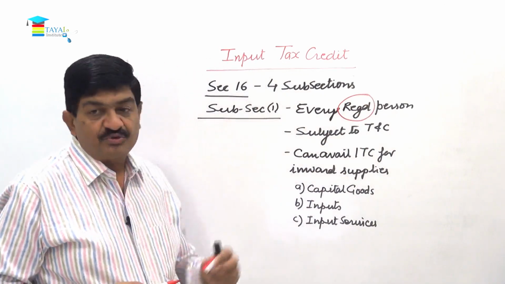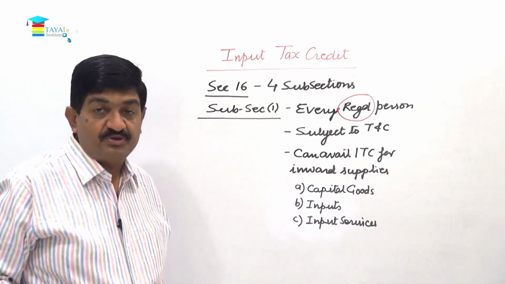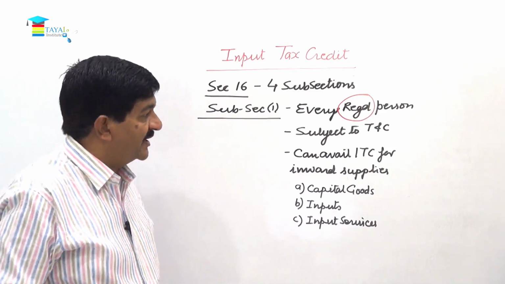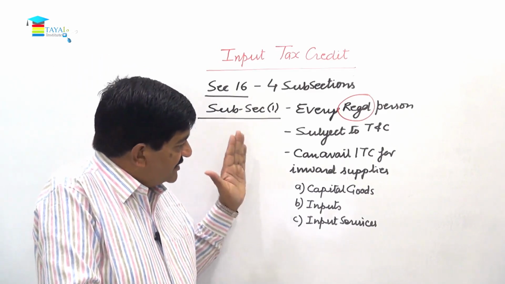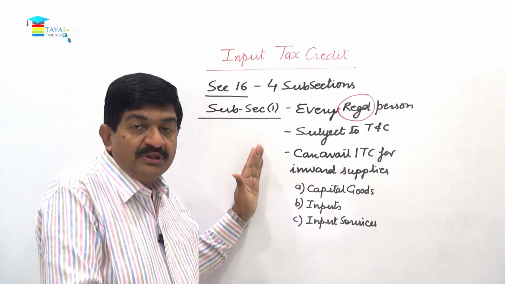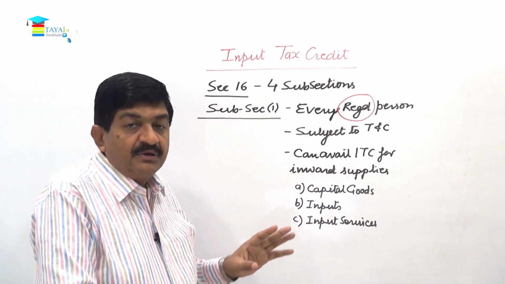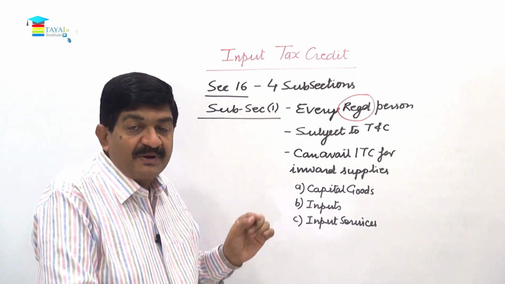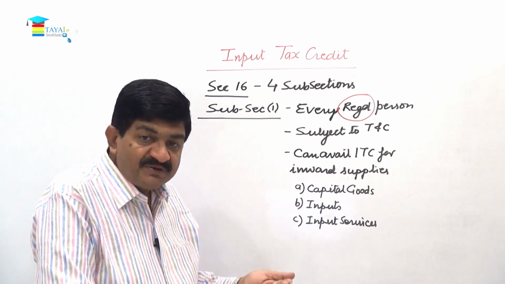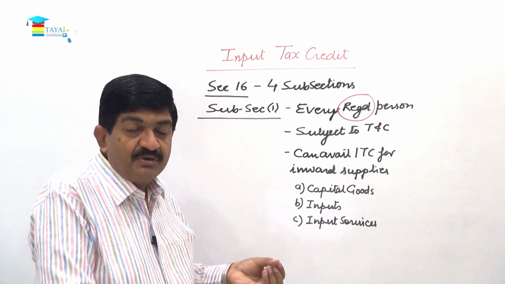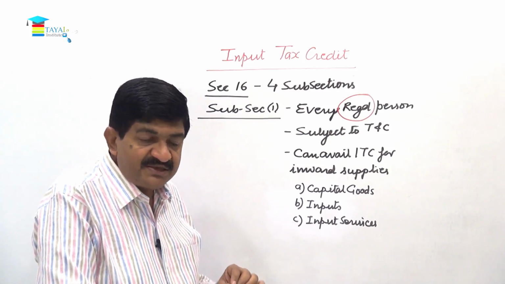Now this is subject to the terms and conditions, how and when the credit can be availed, that we are going to talk about in subsection 2, then section 17 and other provisions are there. So all those are terms and conditions for availing the credit, and this can be availed on all the inward supplies. Now whether the tax is payable by the supplier or by the recipient, that does not make a difference. Credit can always be taken. So whether forward charge or reverse charge does not make a difference. Credit can always be taken.